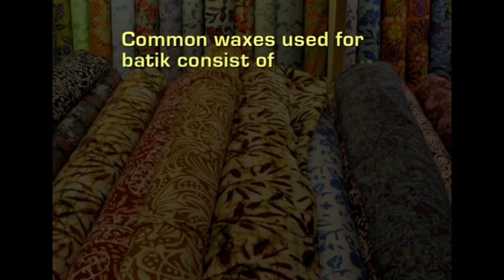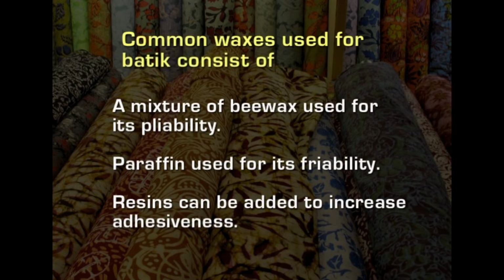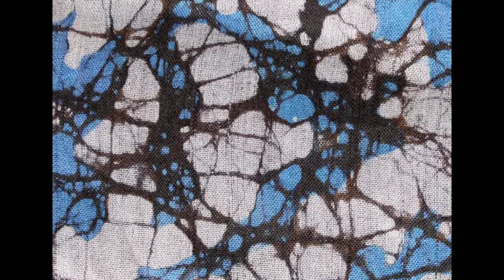Different kinds and qualities of wax can be used for batik, and common waxes used for batik consist of a mixture of bee wax, used for its pliability, and paraffin, used for friability, and resins can be added to increase adhesiveness. Coming to the characteristics of batik fabrics, a typical batik is characterized by a crackled design with no precise outlines. The crackled effect gives delicate cobweb lines on the designs.